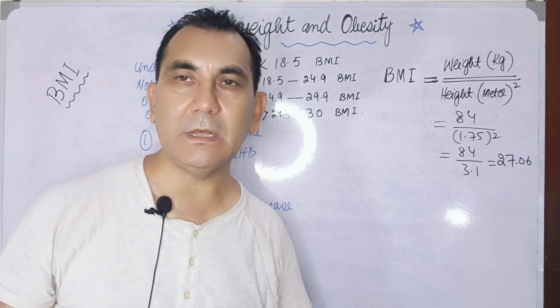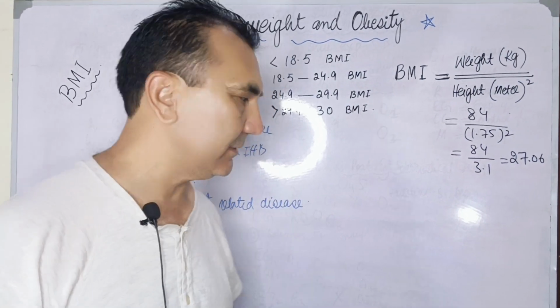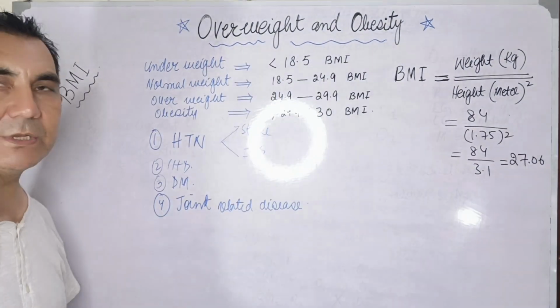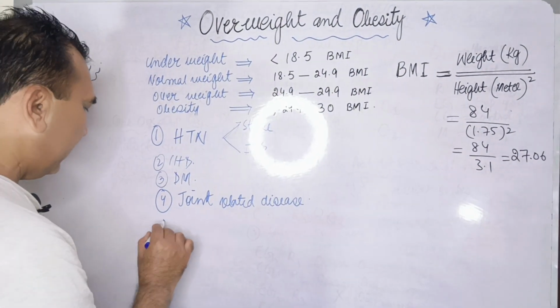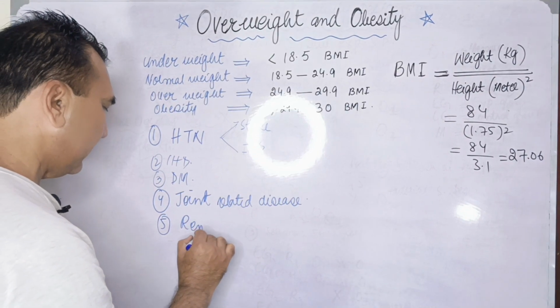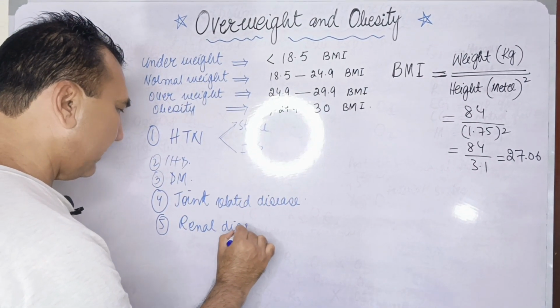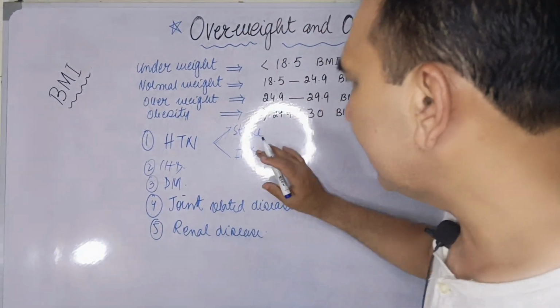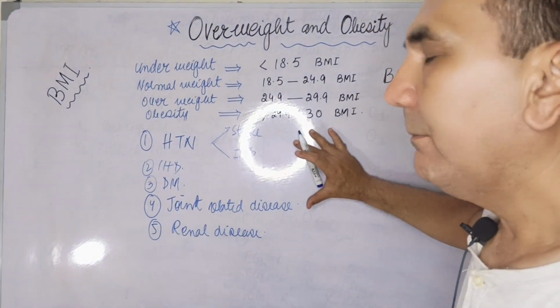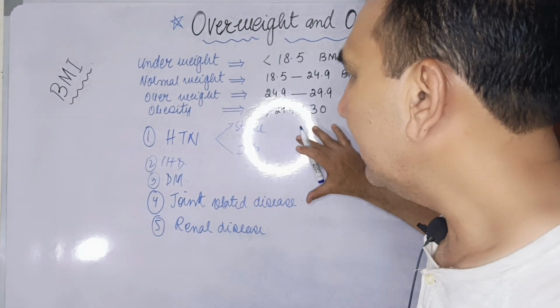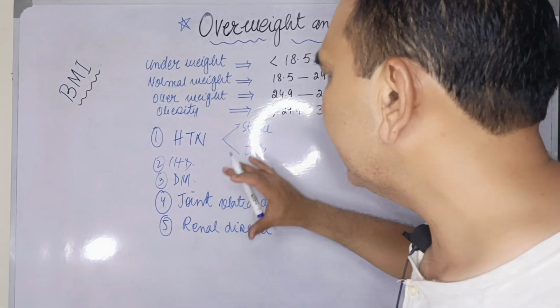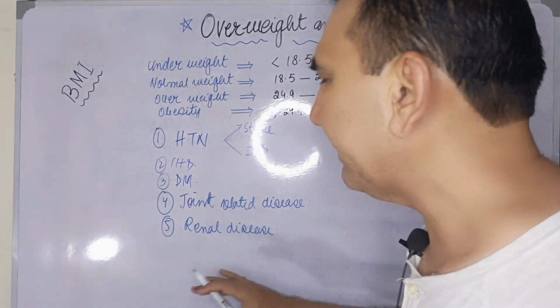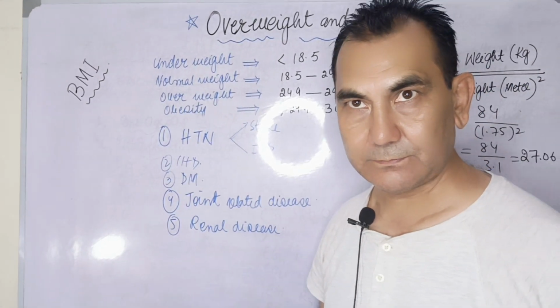osteoarthritis, especially in the knee joint and in the ankle joints. This is what happens due to obesity and overweight. And the fifth one is renal diseases, which is a major cause. But the fourth cause is more common, which happens with obesity and overweight: hypertension, stroke, ischemic heart disease, diabetes mellitus, and joint-related diseases.